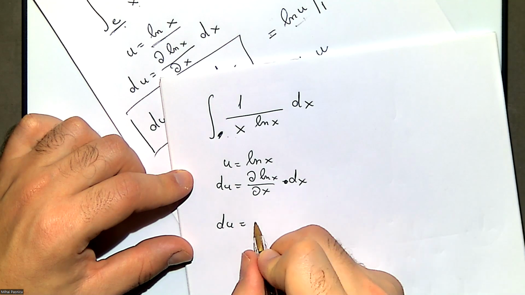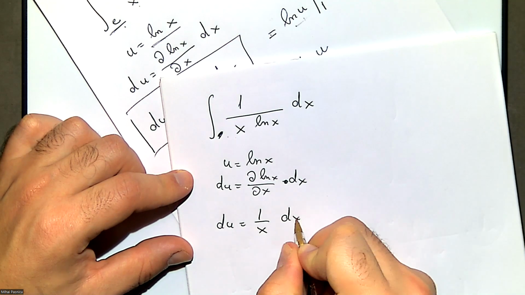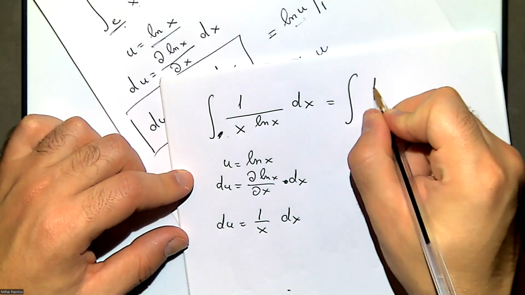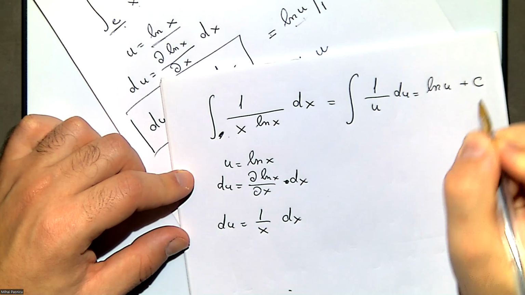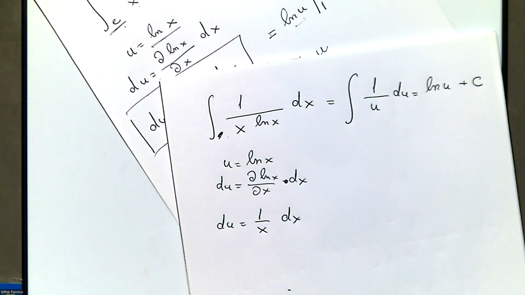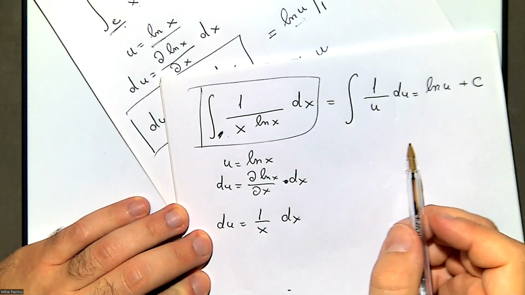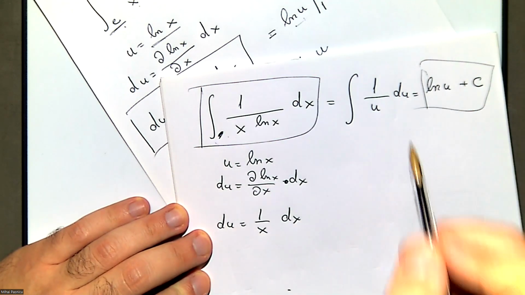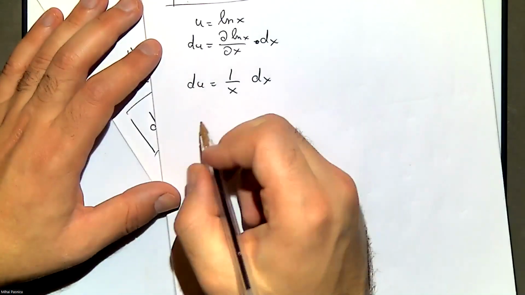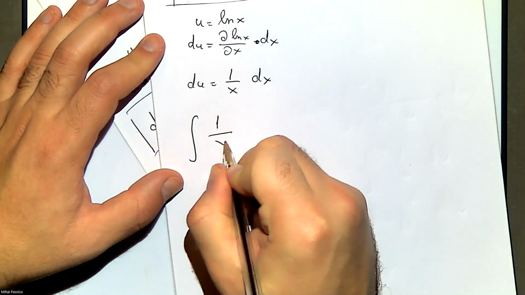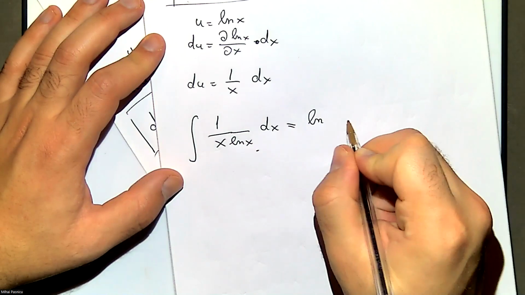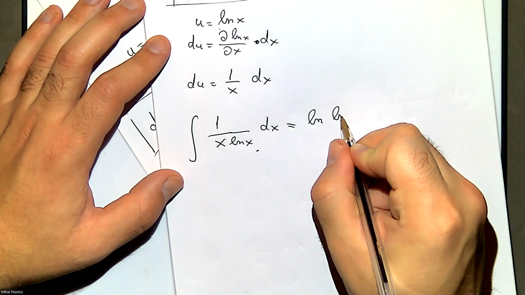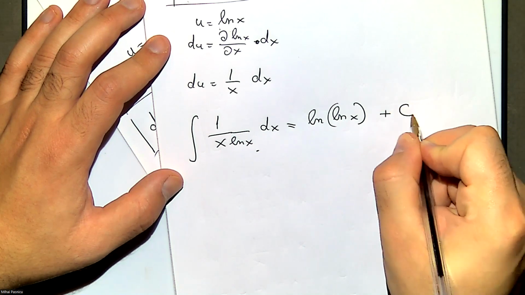So du is just equal to 1 over x dx. And if I just replace, this is just the integral, unsurprisingly the same integral, of 1 over u du. So this is just ln of u plus a constant. And now I have to replace. Because this is x and this is u, it just doesn't work out. So I would just write the integral of 1 over x ln of x dx is equal to ln of, instead of u, I plug in ln of x, plus a constant.